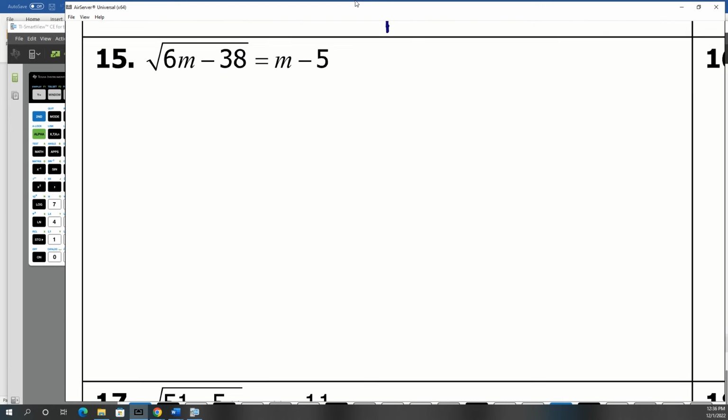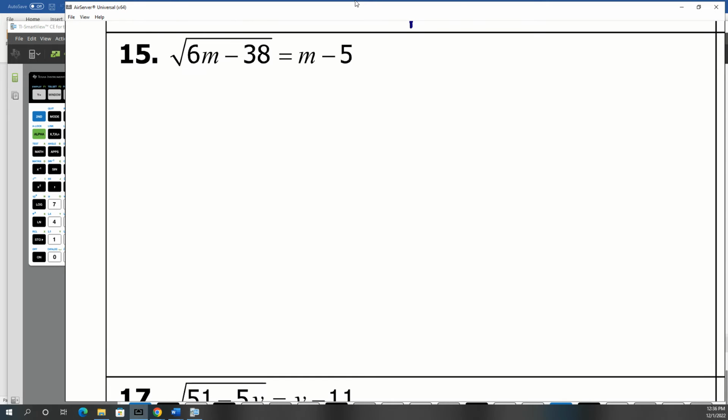Okay, number 15, it's a lot. You can do it, but it's a lot. Okay, so we want to get rid of this square root, and there's nothing outside of the square root, so we'll go ahead and square both sides.